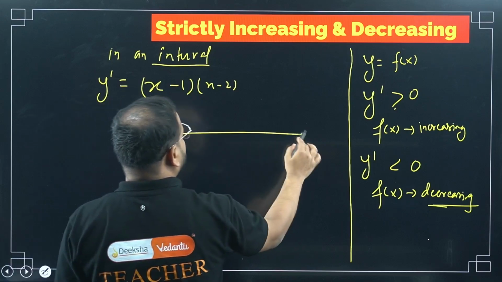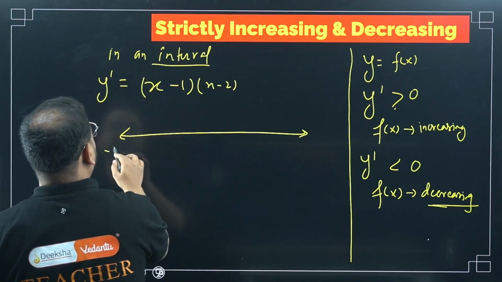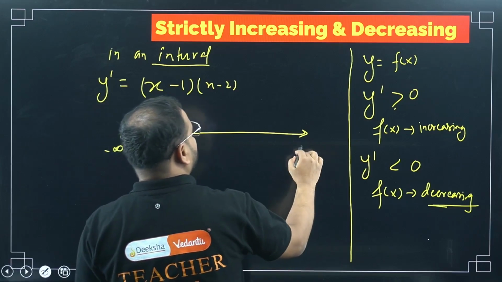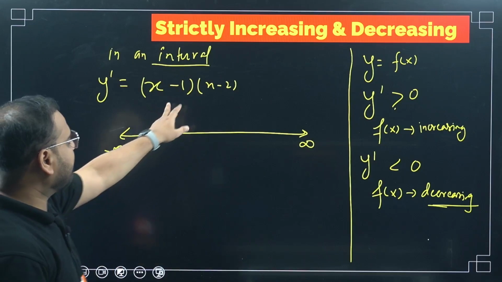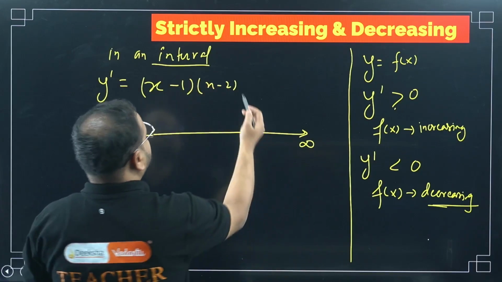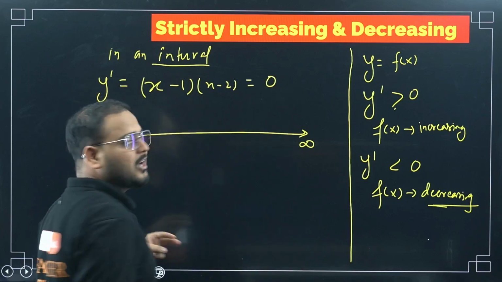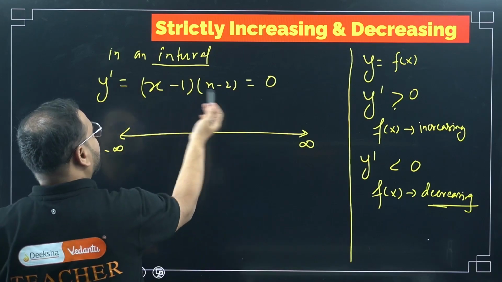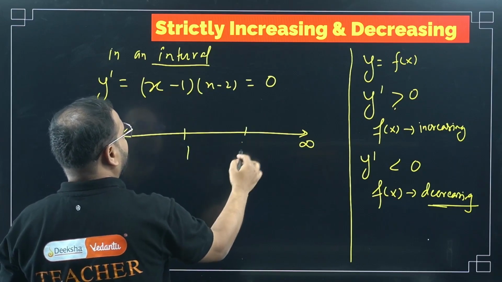I can take a straight line, a number line basically, and plot these two ends, called negative infinity to positive infinity. And I'll write these two critical points. What are the critical points? If you put the first derivative equal to 0, you'll get two critical points, x equals 1 and x equals 2, right? Now put it here, 1 will come here, 2 will come here.